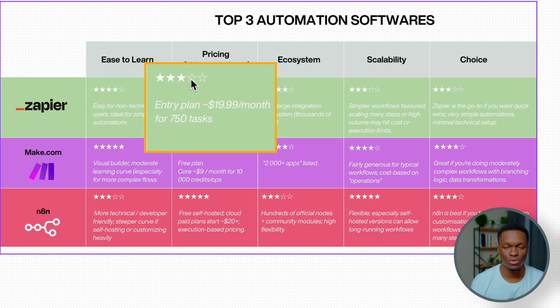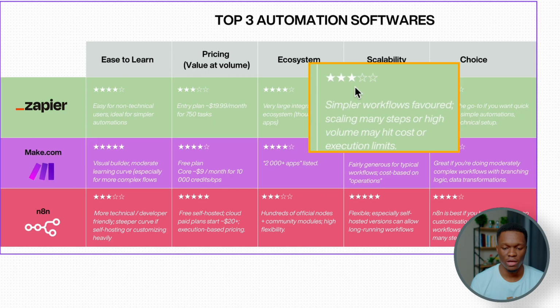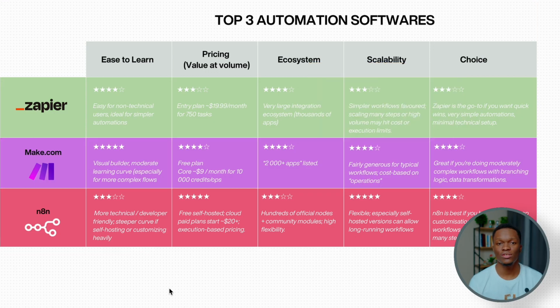The pricing is a 3 because the entry plan starts at $19.99. The ecosystem is pretty robust, so it's a 4 out of 5 stars. The scalability is a 3 out of 5 stars. The second tool is called Make.com.